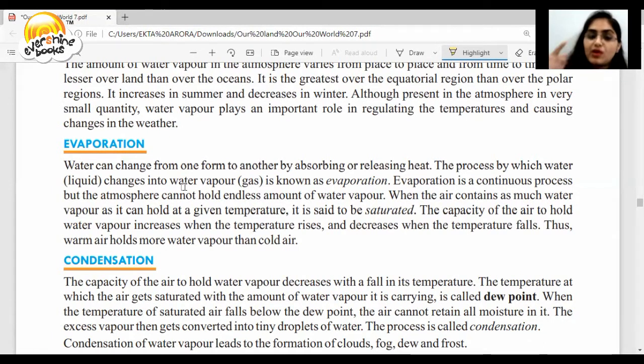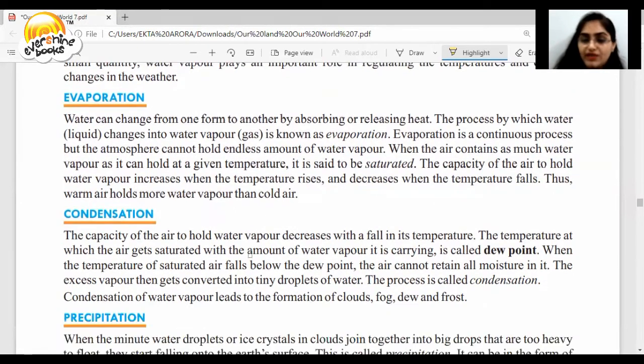It's a continuous process, but the atmosphere cannot hold an endless amount of water vapor. So when the air contains as much water vapor as it can hold at a given temperature, it is called saturated. The capacity of the air to hold water vapor increases when the temperature rises and decreases when the temperature falls. Thus, warm air holds more water vapor than the cold air.